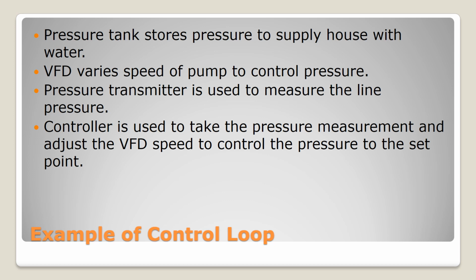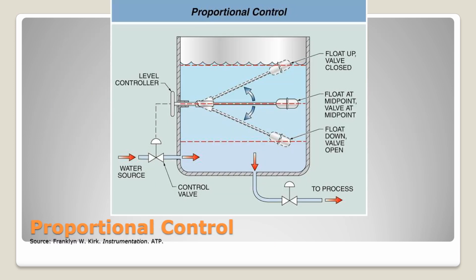Another example of a control loop is a pressure tank that supplies water to a house, a variable frequency drive that's going to run a pump to control the pressure, a pressure transmitter that's going to try to measure the pressure in the line, and a controller that's going to take that pressure measurement and try to keep the pressure at the set point by increasing or decreasing the speed of the pump through the variable frequency drive.